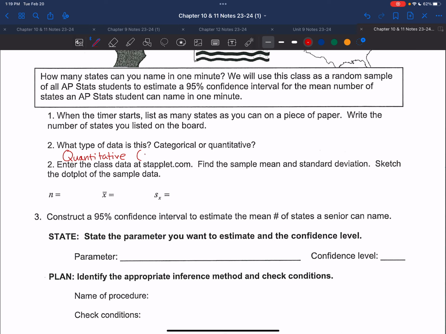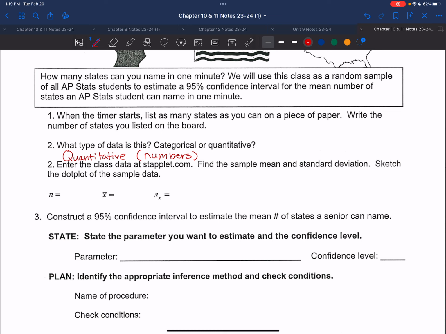Because it's numbers. All right, this is something that we can have numbers with. Think of quantitative data as data that you could average together. You could find an average for, right? It would make sense to see on average how many states students can name in 1 minute, right? You just got to be careful with something like categorical data.